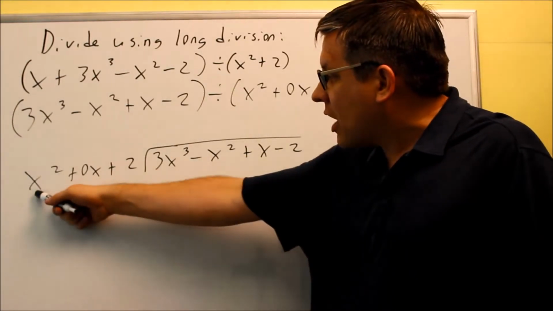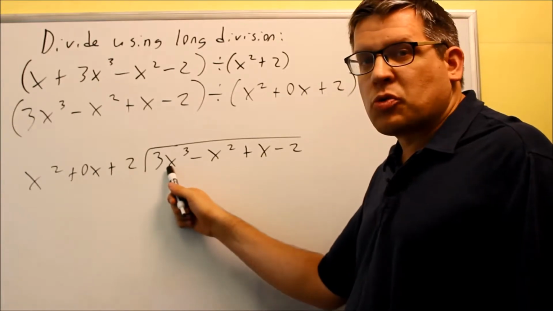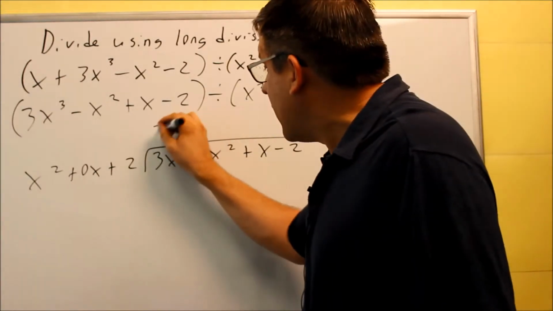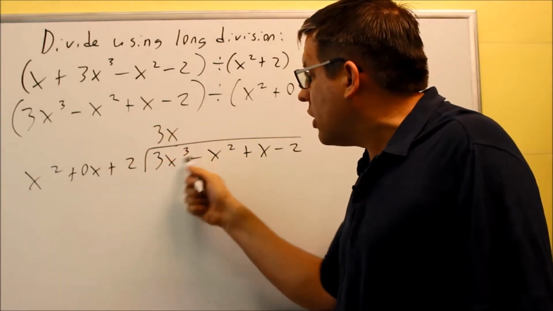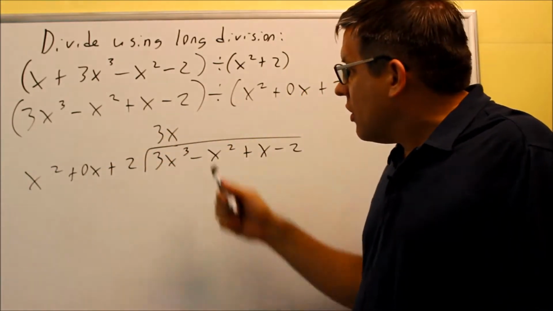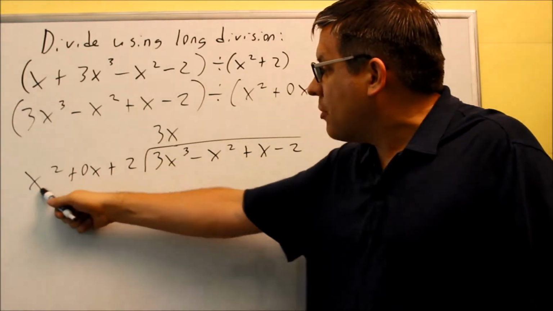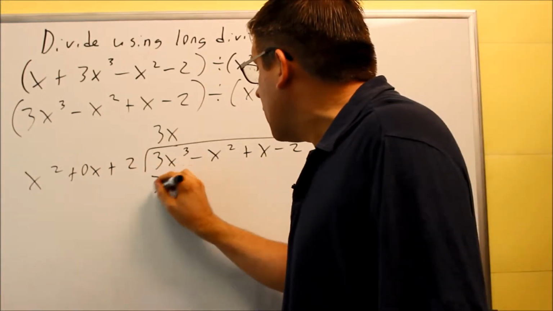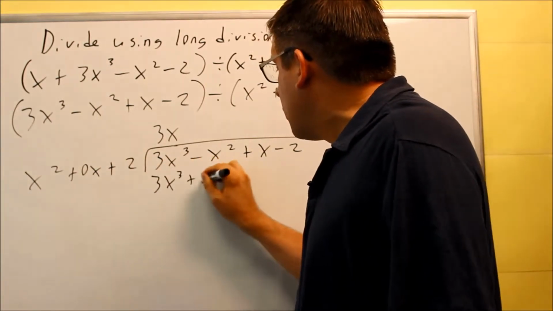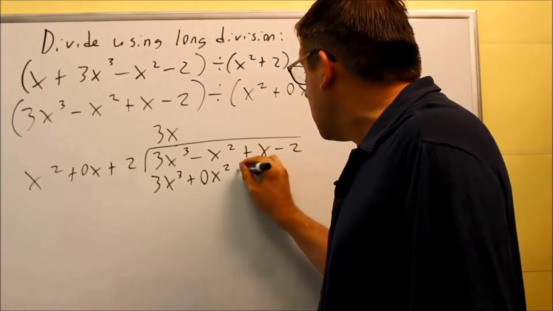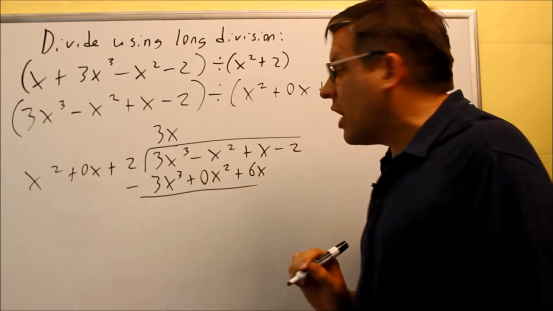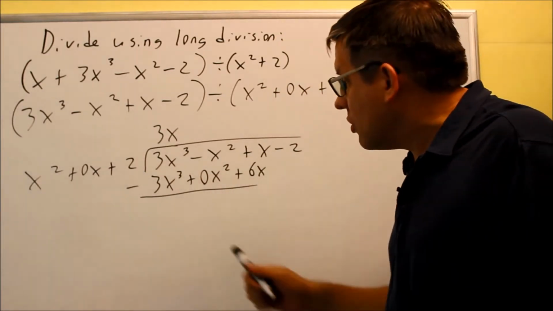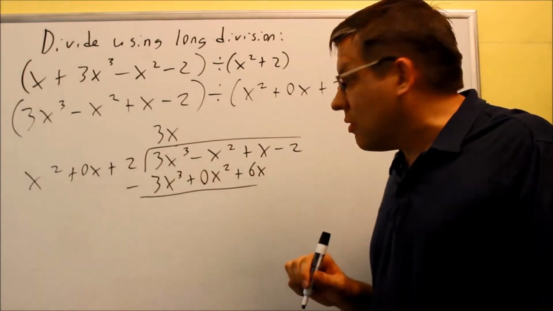If I want to go from x squared to get 3x cubed as a result, what I would have to do is multiply it by 3x. So that way 3x times x squared will get you the 3x cubed. So I'm going to take 3x, multiply it by everything on the outside. I get 3x cubed plus 0x squared plus 6x. I want to subtract this. So subtraction is always what you're doing with long division. Subtract that, you're going to get a 0.